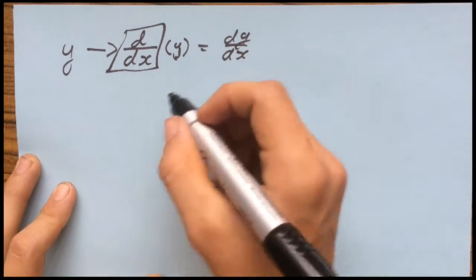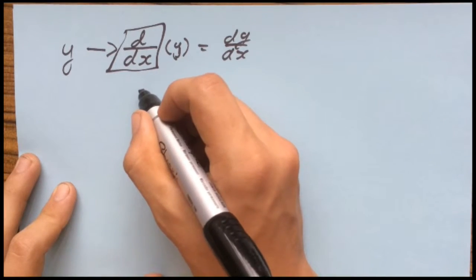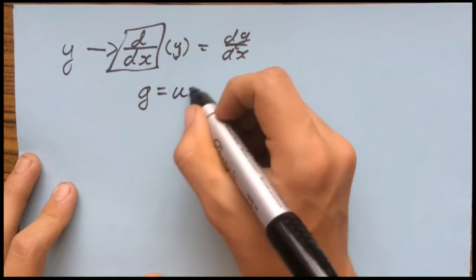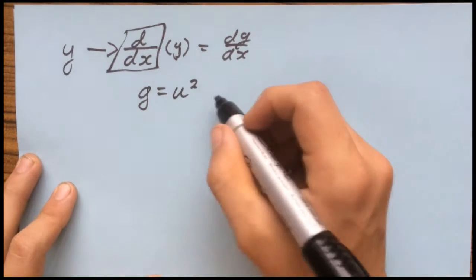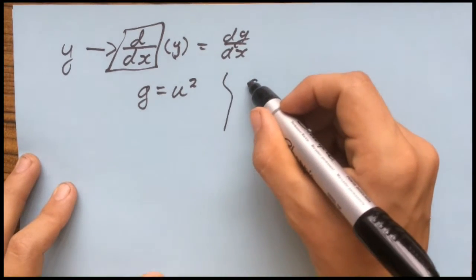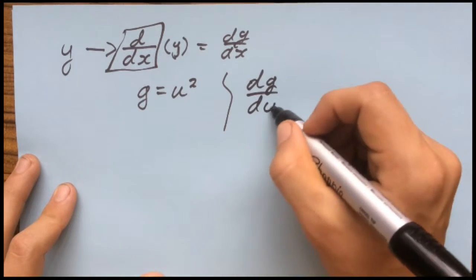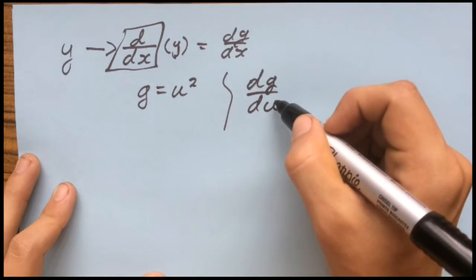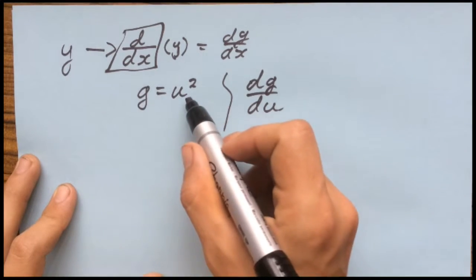So if you change the function, let's say the letter you're using for the function wasn't y, it was g, and that equaled, say, u squared. Instead of using y and x, we're using g and u. The differential operator for this would look like dg over du, because you're deriving the function with respect to the variable, which is g with respect to u.